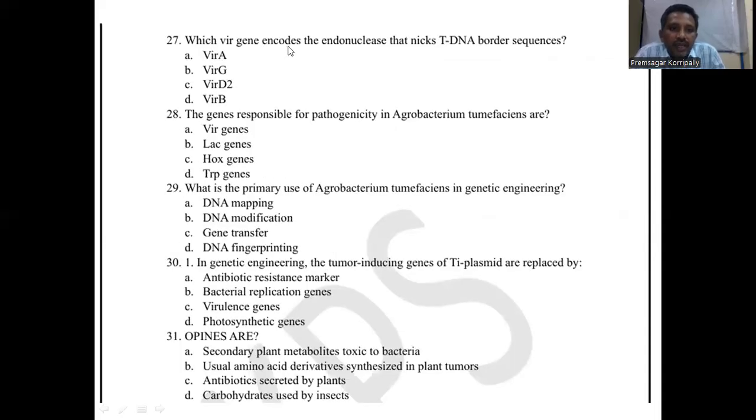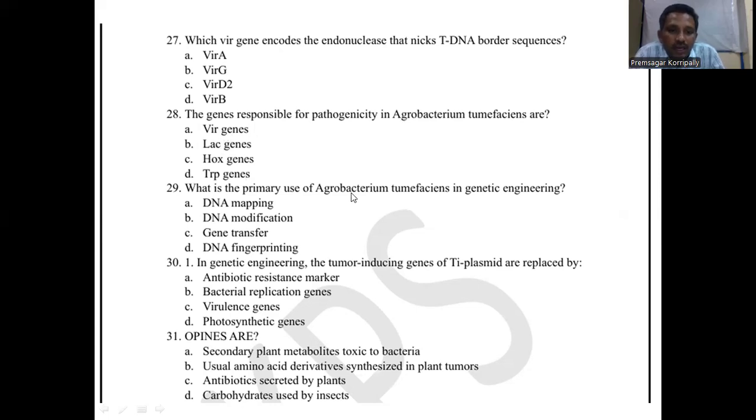Which vir gene encodes the endonuclease that nicks the T-DNA border sequence? Vir A, Vir G, Vir D2, or Vir B. The answer is Vir D2, which binds to single-stranded DNA and is an endonuclease that makes single strand breaks. 28. The genes responsible for pathogenicity in Agrobacterium tumefaciens are vir genes, lac genes, ox genes, or trp genes. The answer is vir genes.